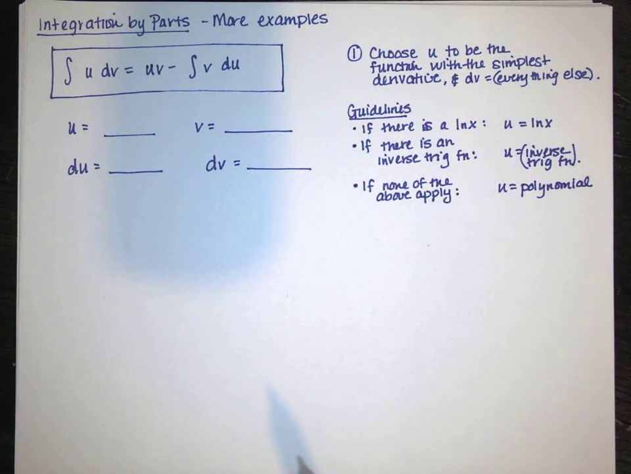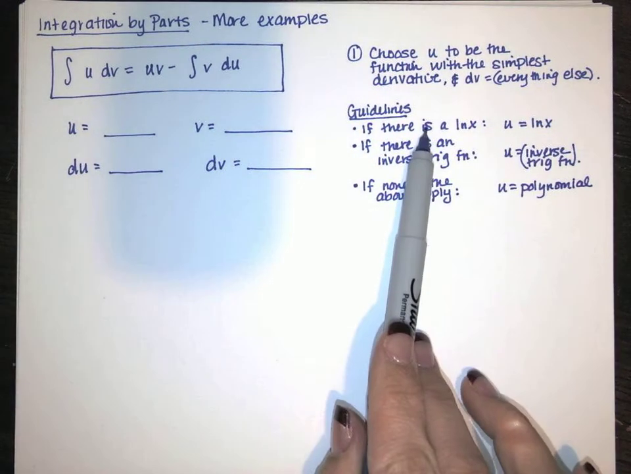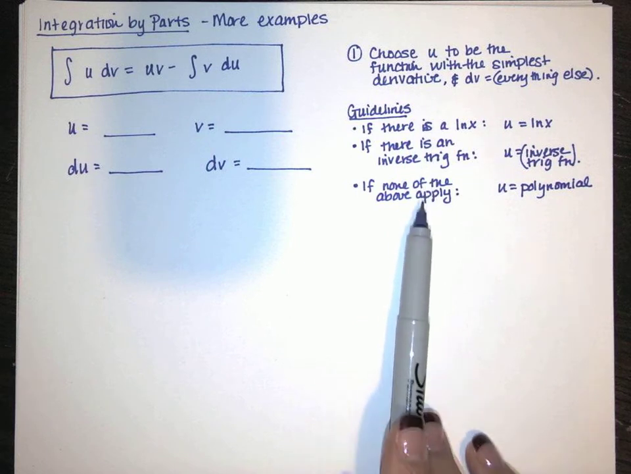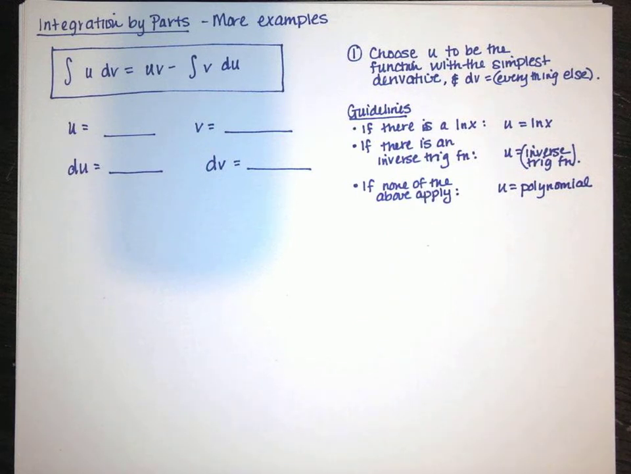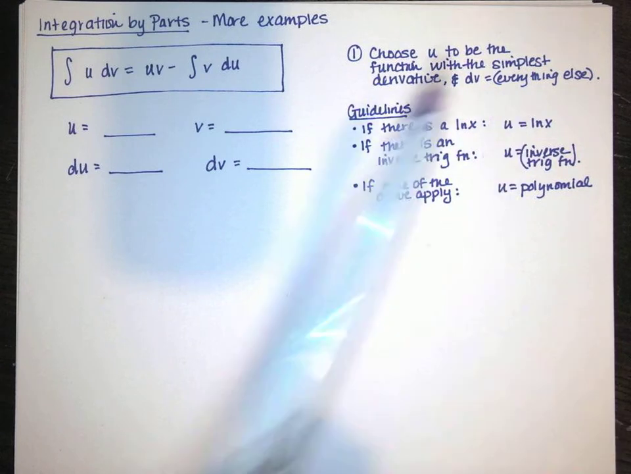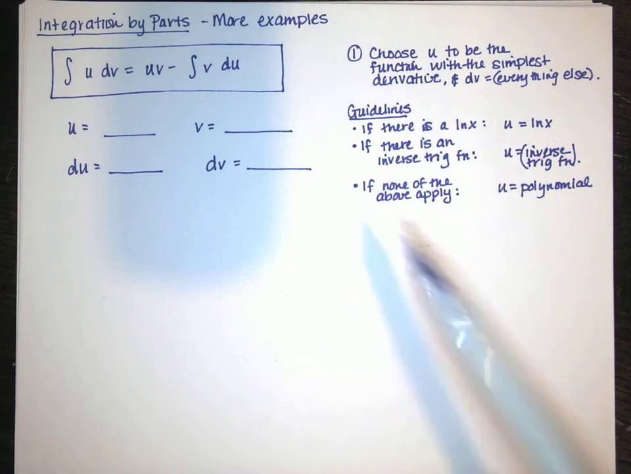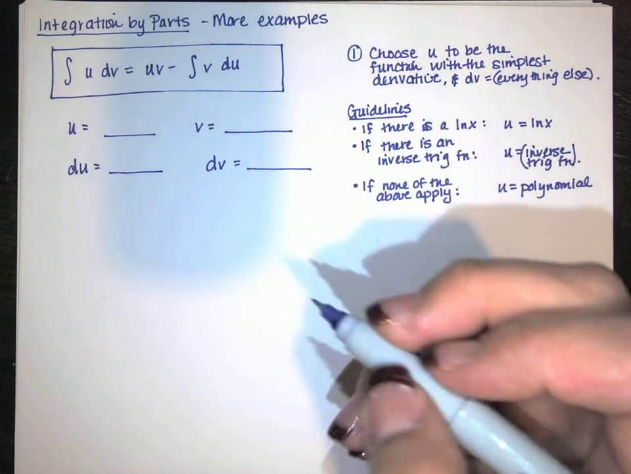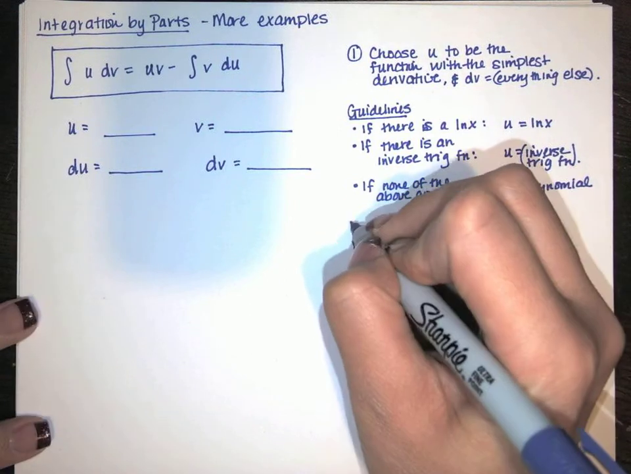In our class, you're going to see integrals where u is the natural log of x, where u is an inverse trig function, or where u is a polynomial. Those are the three cases we tend to see over and over again. There are some more advanced integration by parts problems in your textbook, but these are the ones that I expect you to know, those three cases. Now, as you're choosing u to be the function with the simplest derivative and dv to be everything else, keep these guidelines in mind. Remember, you also have a couple of constraints.